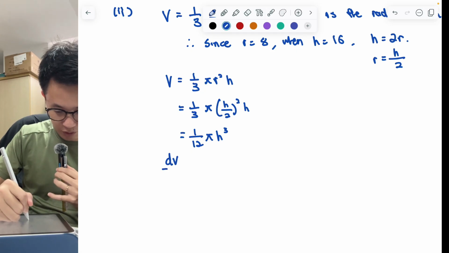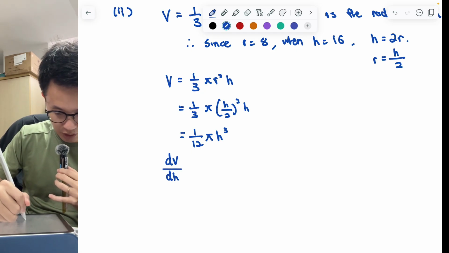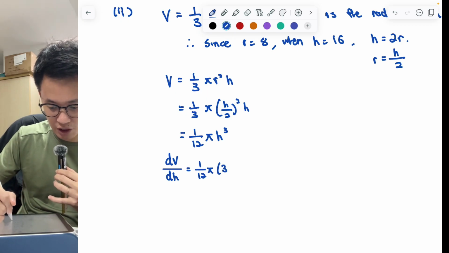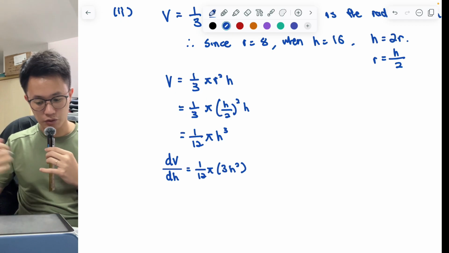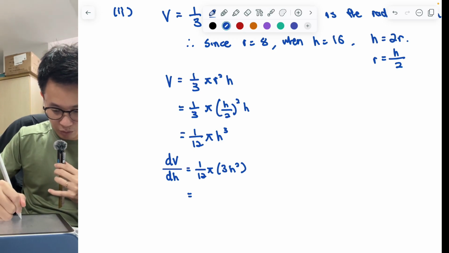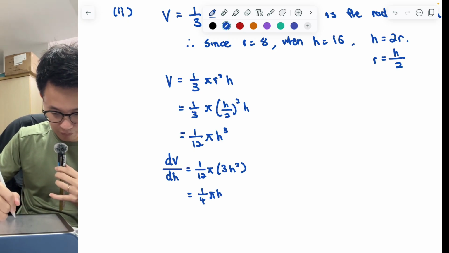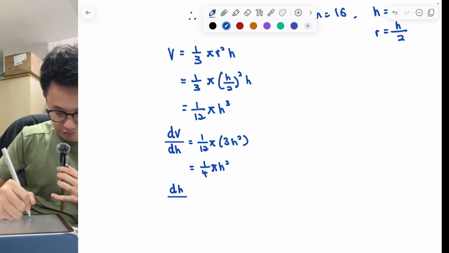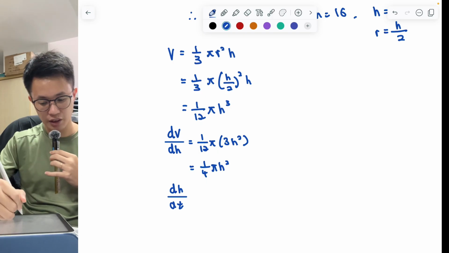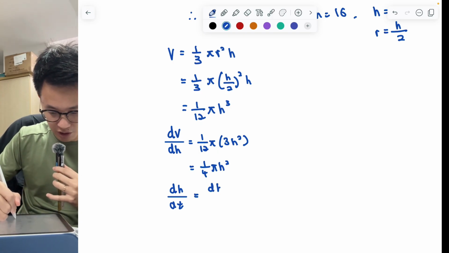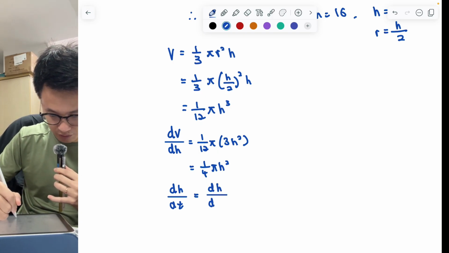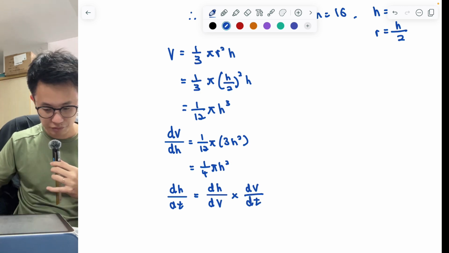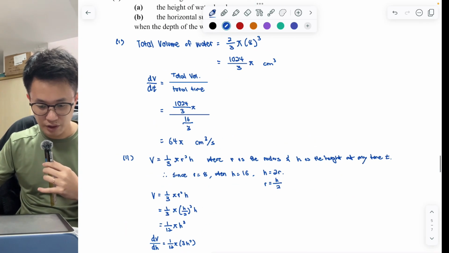We have dV over dh, and this equals 1/12 pi times 3h squared. Now from here, you will have 1/4 pi h squared. To figure out dh over dt, which is the rate of change of the height, I can use dh over dV times dV over dt.